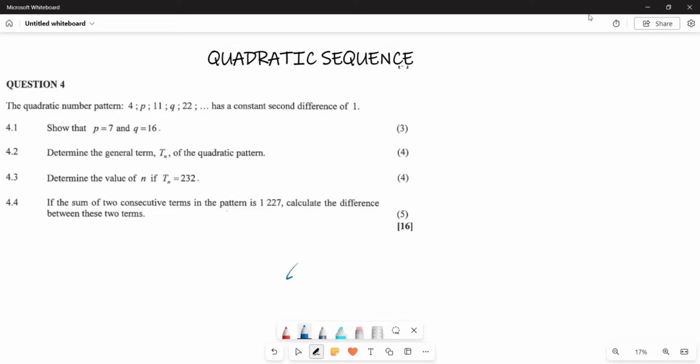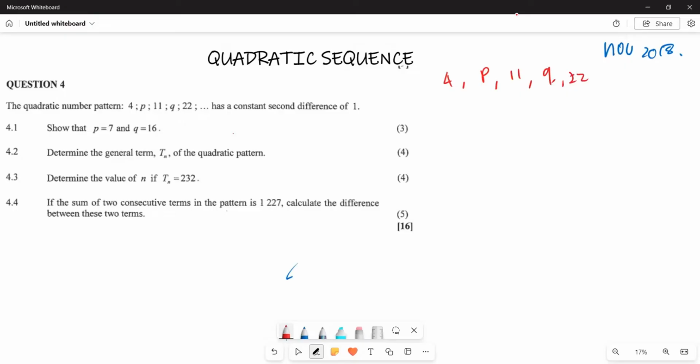Now, November 2018. What is it that you are going to do firstly here? If you look at this, they say this is a quadratic pattern, which is given by 4, then P, then 11, then Q, and then 22.